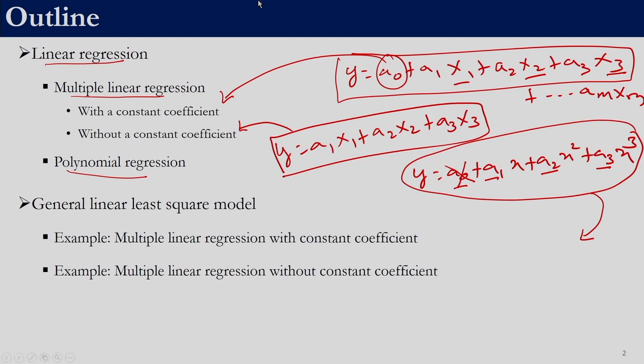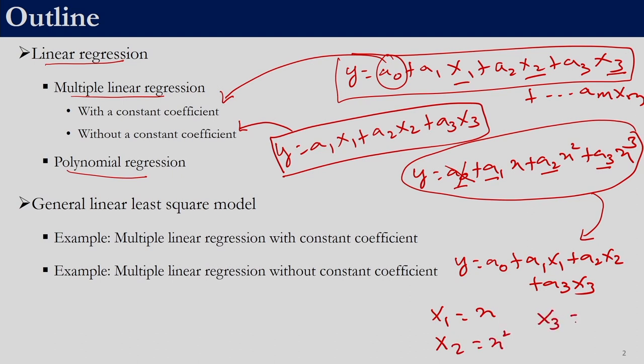So y is equal to, let's say if we have the constant coefficient a0, then plus a1 x1 plus a2 x2 plus a3 x3, where x1 is nothing but the data point x which is given to us, x2 is each data point squared, so x square, and x3 is going to be x cube. Once we do this transformation, this is nothing but the multiple linear regression which we'll be discussing in the first half of the session. So polynomial regression is essentially being converted into multiple linear regression.